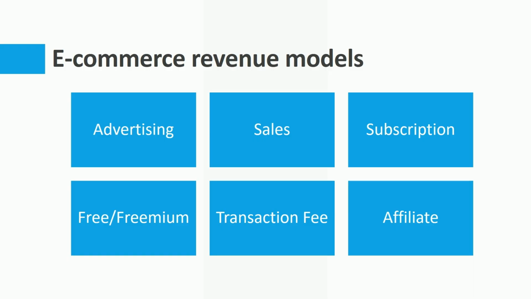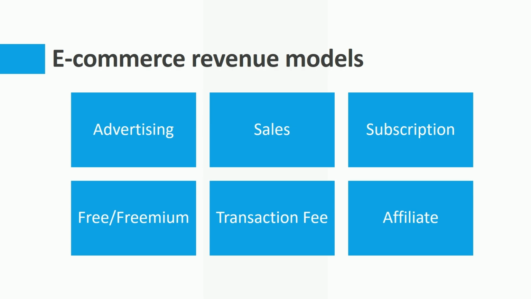Now let's discuss the way in which e-commerce sites make money, their revenue model. So can you give me examples of each site for each type of revenue model? Okay, let's take one by one, okay? For advertising, we have Yahoo, we have Facebook, and we have Google, right?